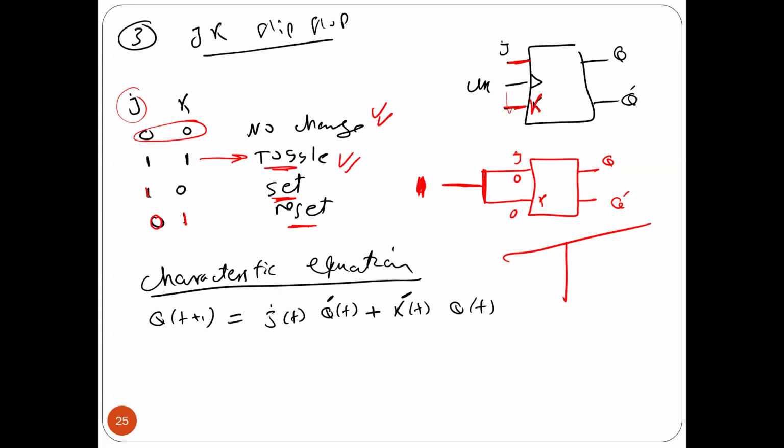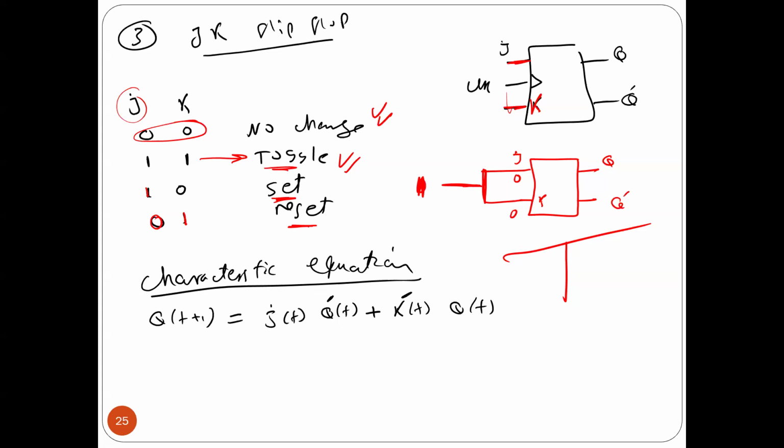Okay. The last thing I want to show here, and this should be important, is the characteristic equation. The characteristic equation is: the new value for Q equals J times Q prime, or K prime times Q. Maybe this one is a little bit bigger than the other ones. I will prove it to you.